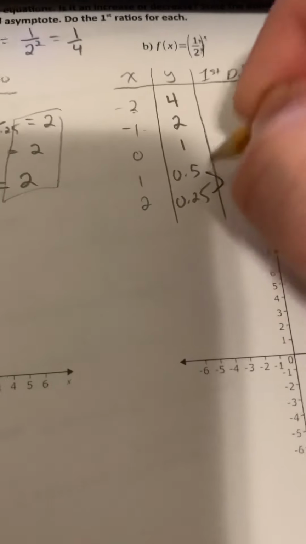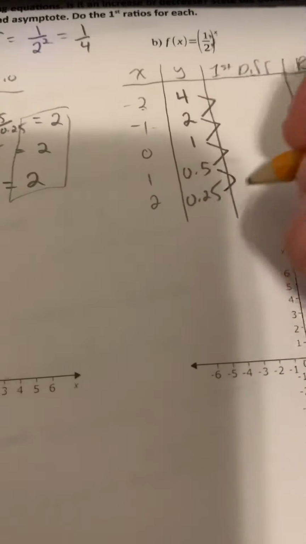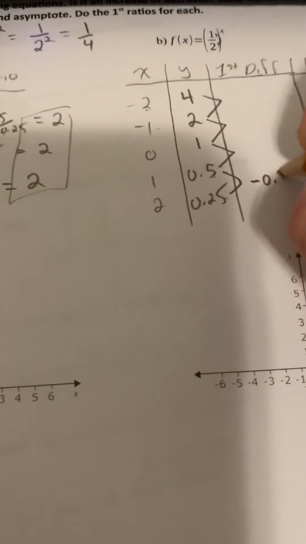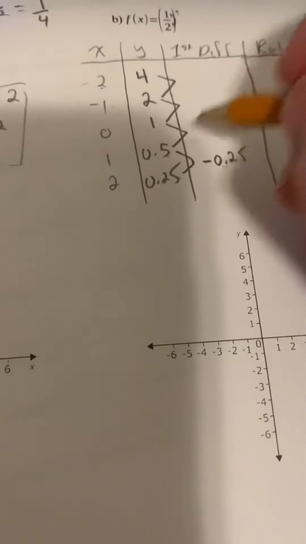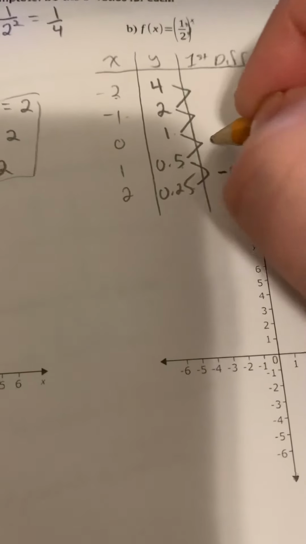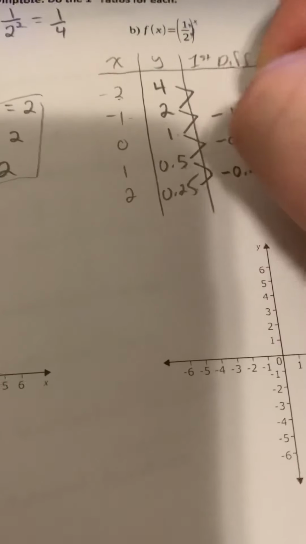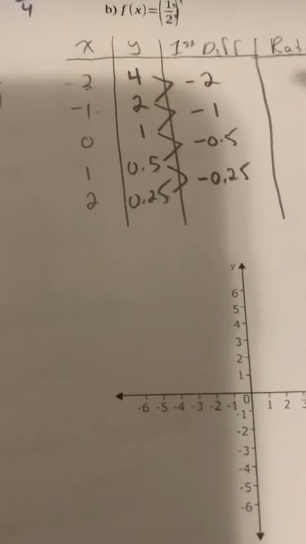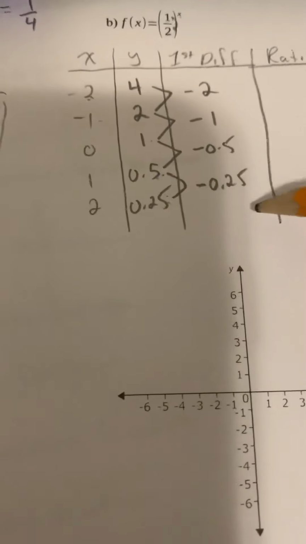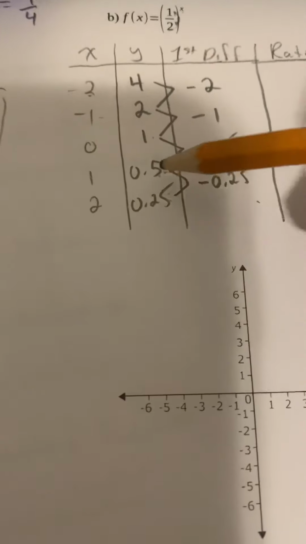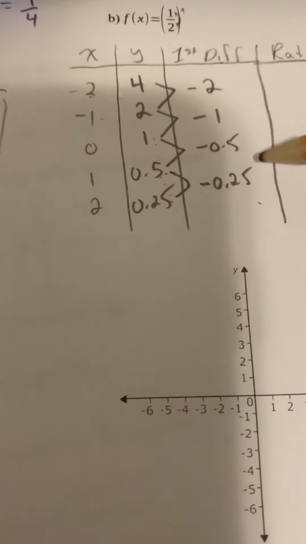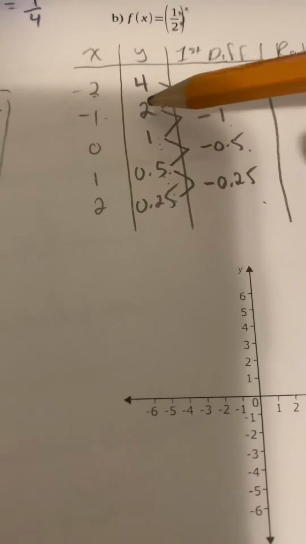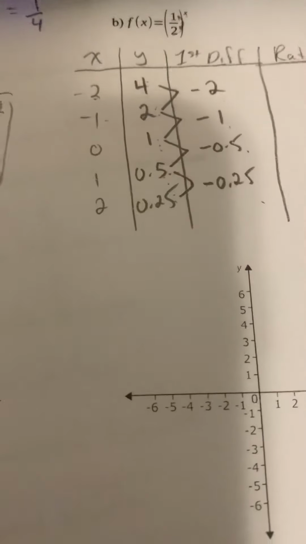Okay, first differences again. So 0.25 minus 0.5 is negative 0.25. 0.5 minus 1 is negative 0.5. Then we have -1 and then -2. So 0.25 subtract 0.5 is negative 0.25. 0.5 subtract 1 is negative 0.5. 1 minus 2 is -1. And 2 minus 4 is -2.